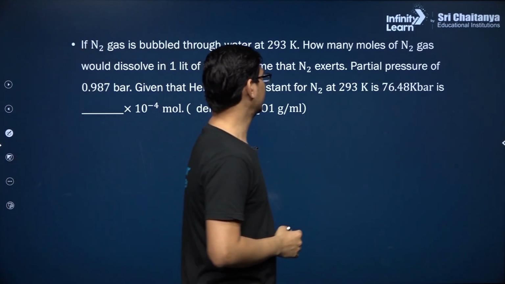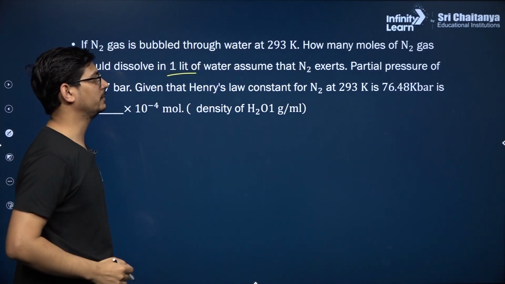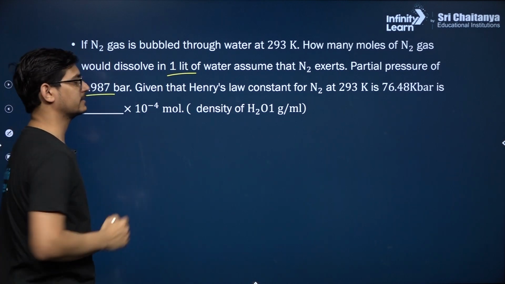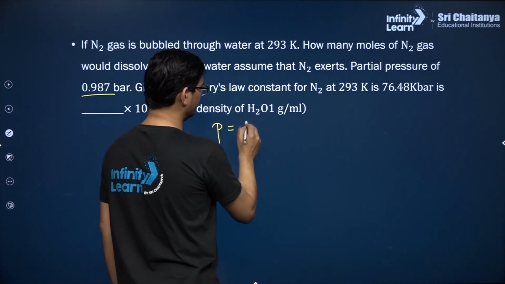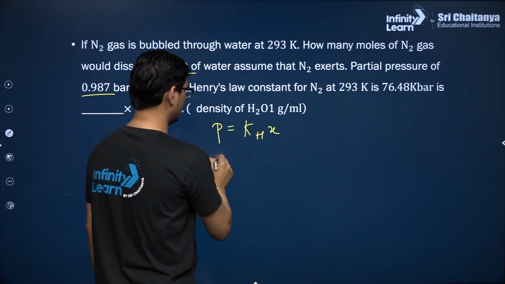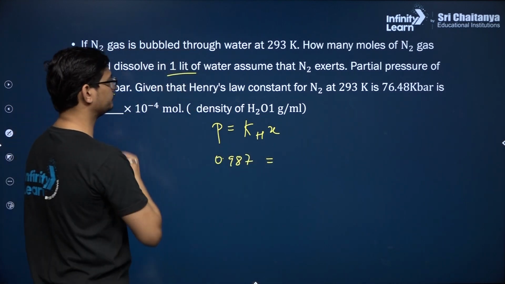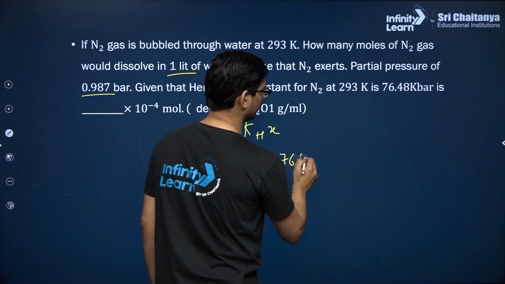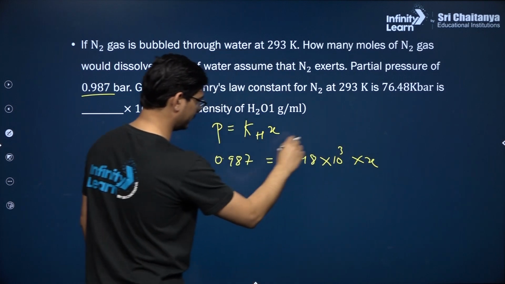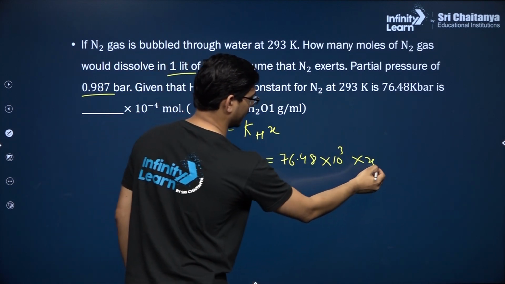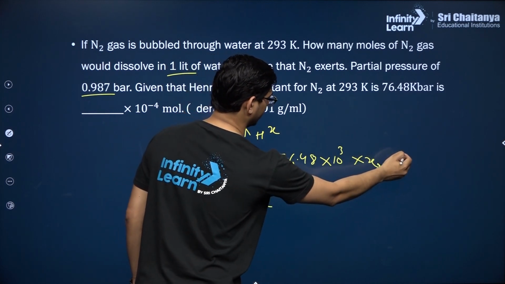Nitrogen gas is bubbled through water at 293 K. How many moles of nitrogen gas would dissolve in 1 liter of water, assuming nitrogen exerts a partial pressure of 0.987 bar? A simple numerical based on Henry's law, which says that P is equal to KH x. So pressure is 0.987. Henry's law constant is 76.48 kilobar, right? So if you solve this, this will give you the mole fraction of nitrogen. From here you can calculate the value.